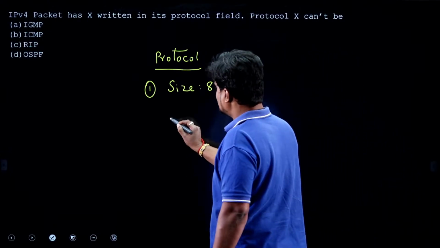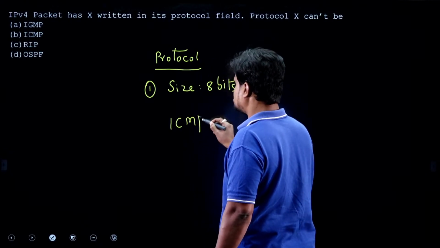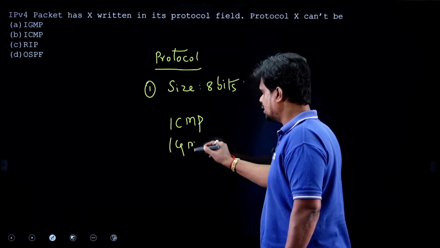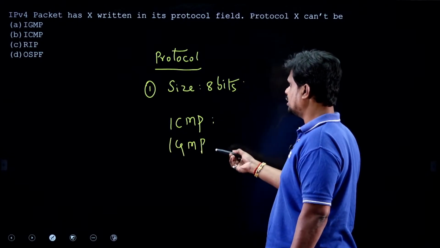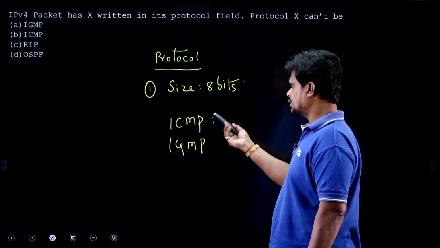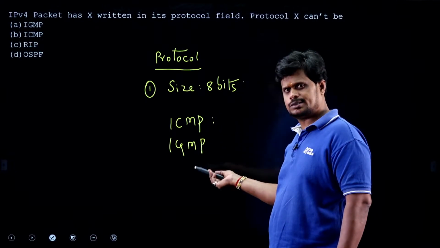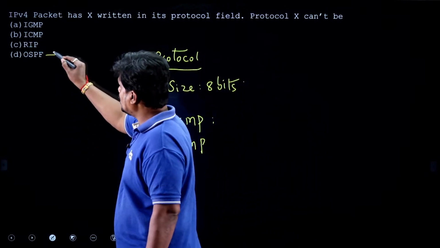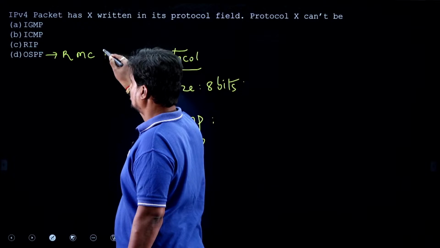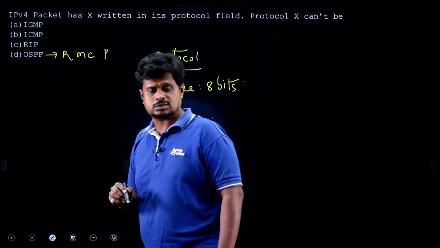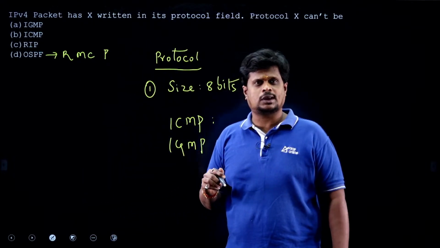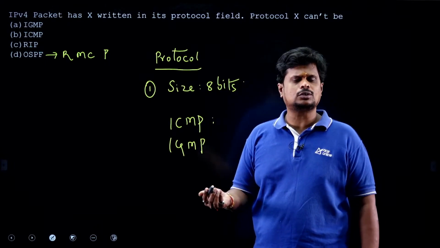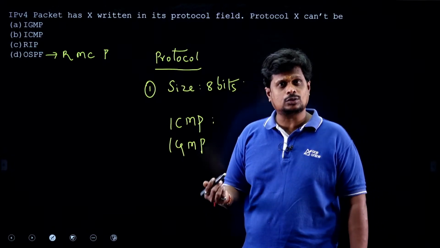Which means that ICMP can be encapsulated into IP. IGMP is also encapsulated into IP. So if the protocol field value is 1, then it is ICMP. If the protocol field value is 2, then it is IGMP. And I clearly mentioned OSPF is a reliable multicast protocol. It means it is not using any transport layer as a transport protocol. It is not encapsulating into TCP, and it is not encapsulating into UDP. It is encapsulating directly into IP.